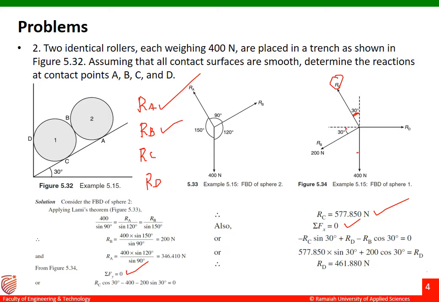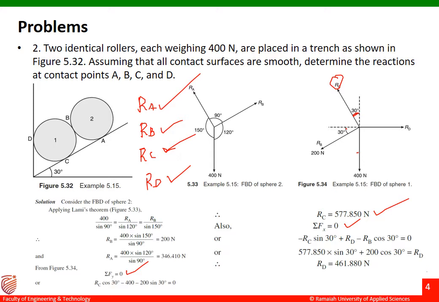RC and RB are in the second quadrant and the third quadrant. So in these two quadrants, the x component will be negative. So we'll take from RC, that is minus RC sine 30 degrees plus RD minus RB into cos 30 degrees. Once we simplify these things, we are going to get the answer for RD as 461.880 Newton. Okay, so my RC value is found out and RD value is also found out. So this is how we have to solve this problem.